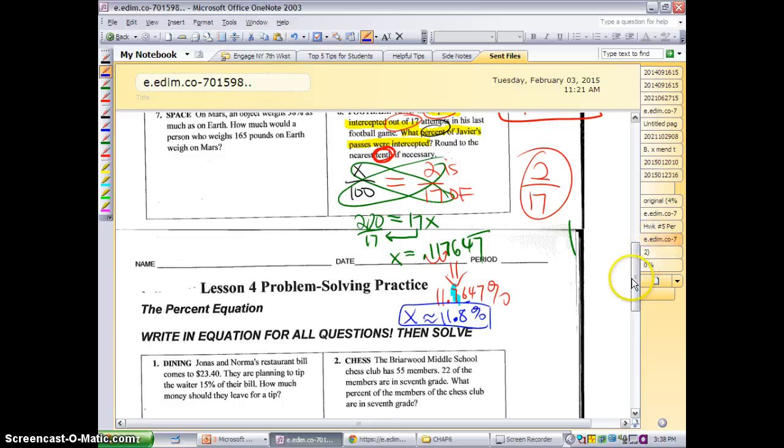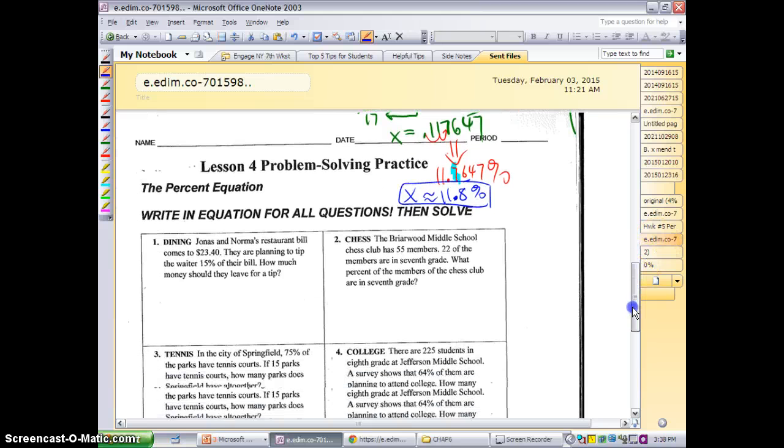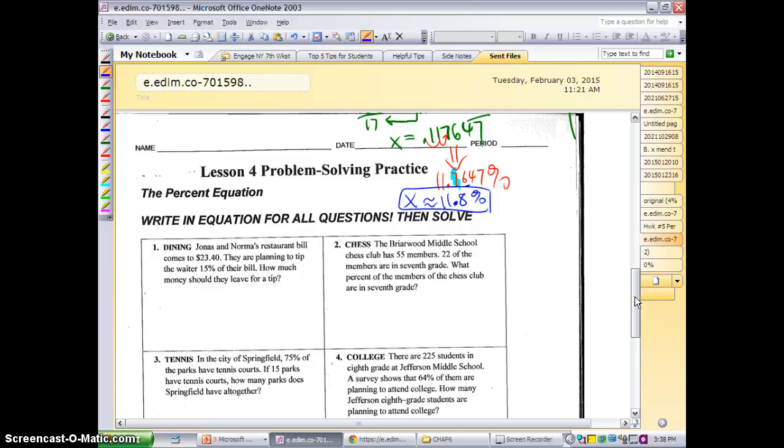I mean, definitely don't want that to be a high percentage of people intercepting your passes.